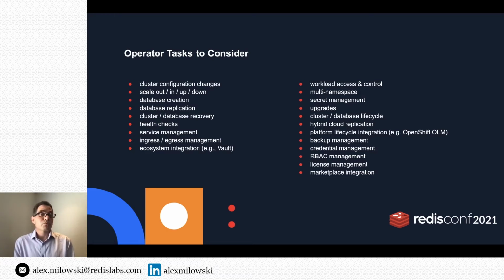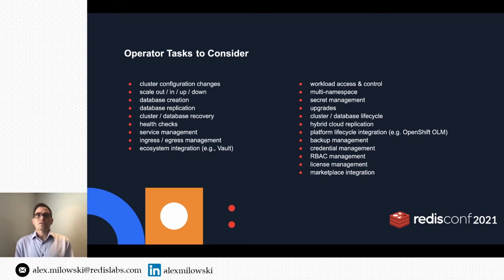Health checks are integral to Kubernetes. Things accessing data services is through services typically in Kubernetes. So you have service management, you have ingress and egress management. You may have ecosystem components that you want to integrate with, like Vault for secrets, workload access control for things like, how does this application workload talk to the database? Where does it get its credentials from? You may want to separate the management of your cluster from the consuming applications, and then use different namespaces in Kubernetes for that. And you want your operator to be cognizant of that.